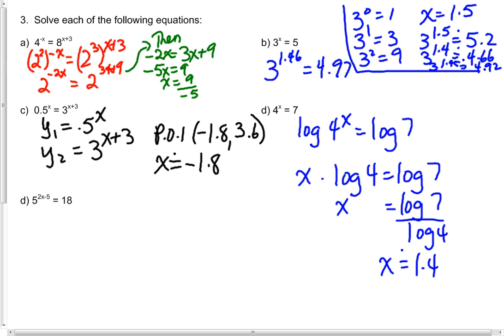The last one, 5 to the 2x minus 5 equals 18. We can solve in any one of the above ways. I'm going to choose, and my favorite is logarithms. I'm going to take the log of both sides.